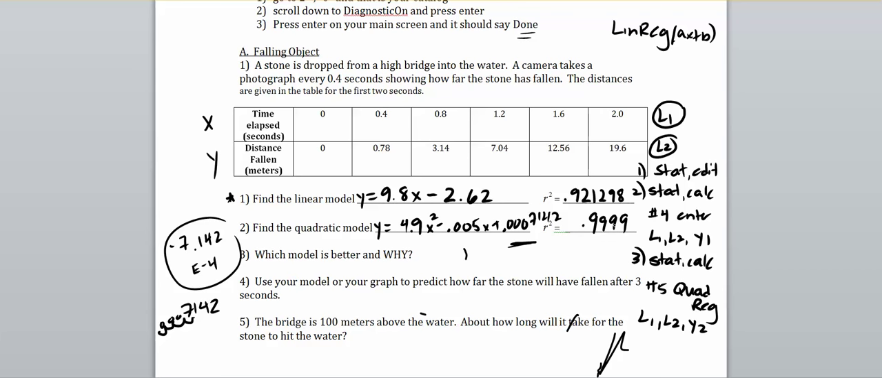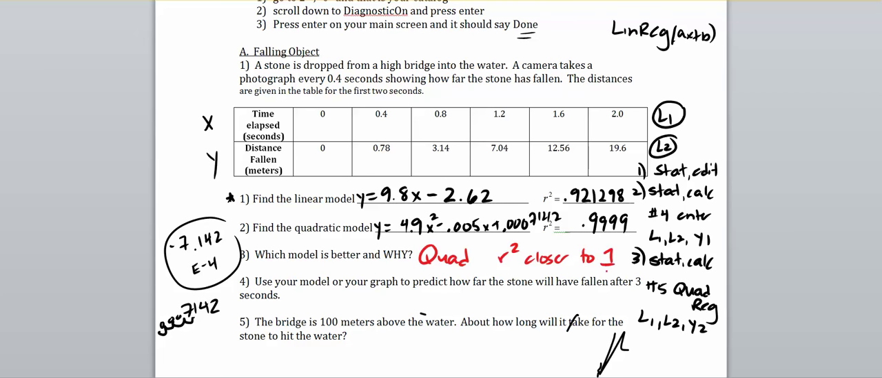Now my r squared for my quadratic is 0.9999. So right away, when it says which model is better, I know the quadratic model is going to be better, and the reason why is because my r squared is closer to 1. So for which model is better, I'm going to put quadratic, r squared is closer to 1.